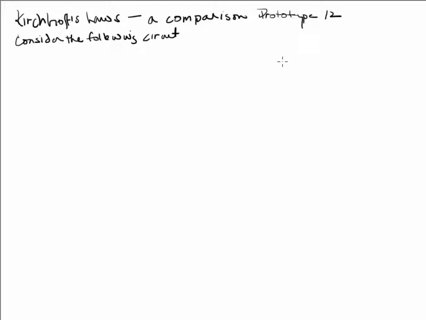Okay, we're going to be looking at exactly the same problem that we did in the first prototype 12 problem, using equivalent resistance to solve for the current from the EMF source.